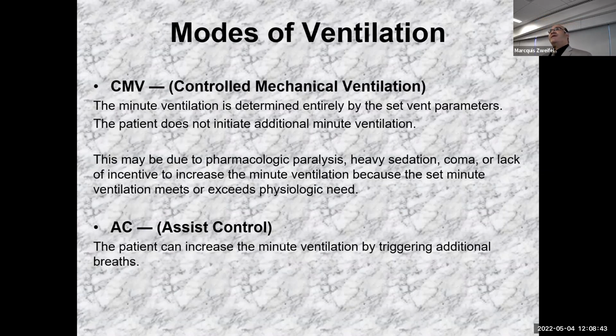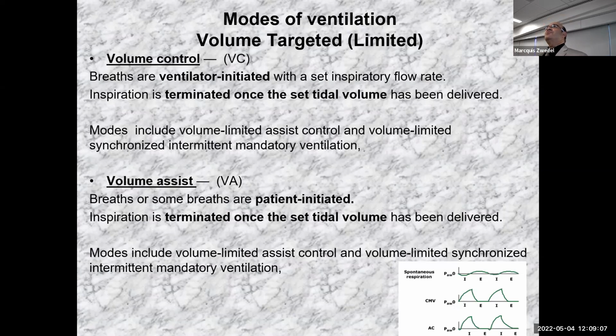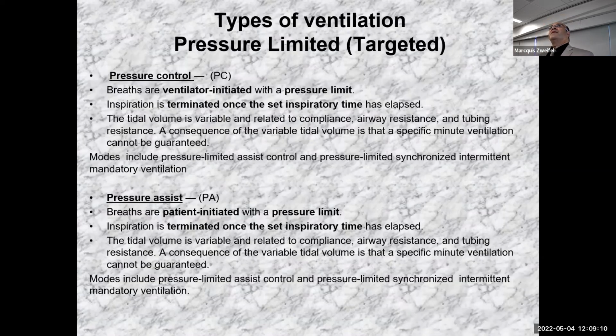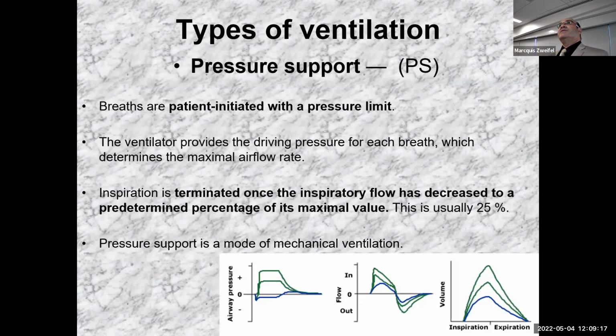So controlled mechanical ventilation, or CMV, can be assisted or controlled. If you have AC, this is assist control. If you have CMV, controlled mechanical ventilation, controlled means, as we talked, the patient is deeply sedated or paralyzed and does not do any extra breath more than the set setting, while assisting, he can do extra breaths. Same thing for the pressure control. If you are on pressure targeted or pressure limited, it can be controlled or assist. This is the pressure support.